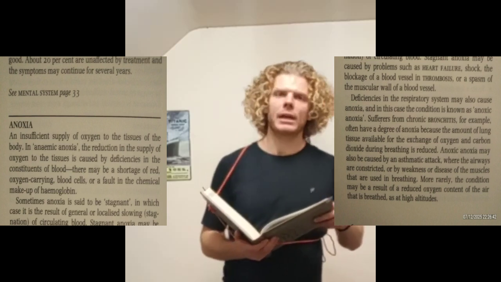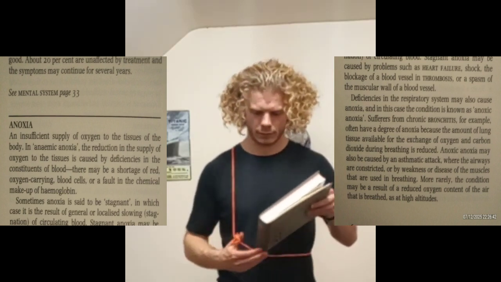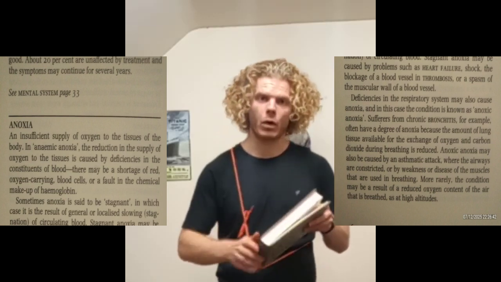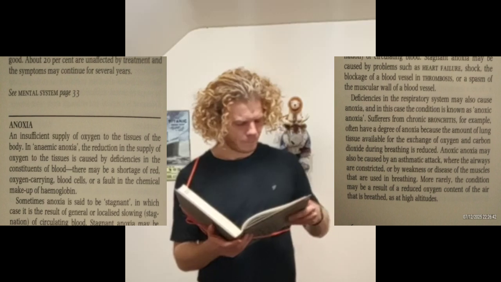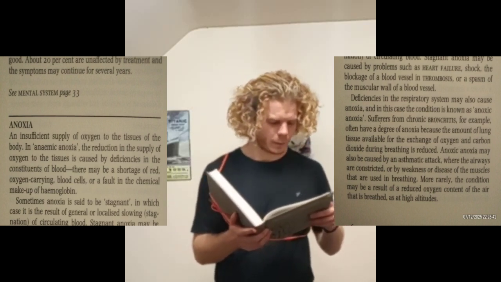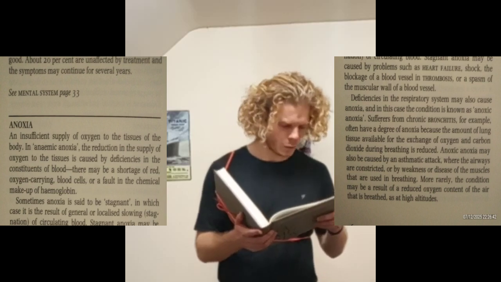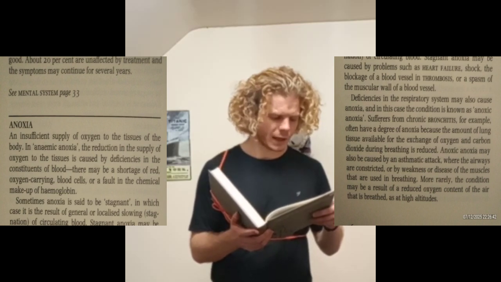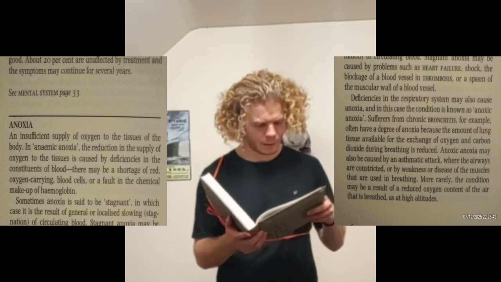Anoxia is, and this is no medical advice, we're talking about the blood system and internal anatomy. Anoxia is an insufficient supply of oxygen to the tissues of the body. In anemic anoxia, the reduction in the supply of oxygen to the tissue is caused by deficiencies in the constituents of blood. There may be a shortage of red oxygen-carrying blood cells or a fall in the chemical makeup of hemoglobin.